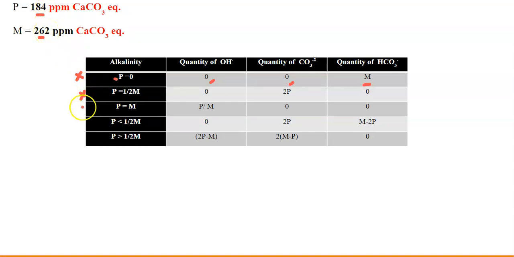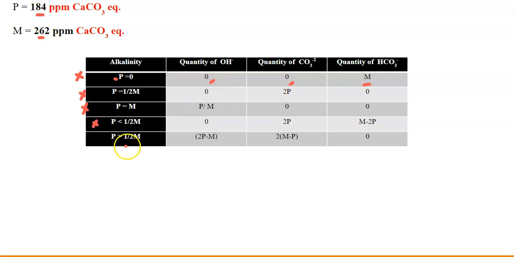These two are not same. So this criteria also does not match. Is the value of P less than half M? So is 184 less than 131? Half of M is 131. So 184 is not less than 131. So this also does not match.